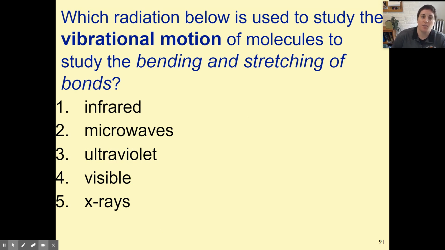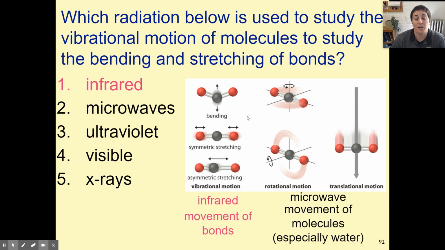Which of the radiations below is used to study the vibrational motion of molecules, to study the bending and stretching of bonds? That would be infrared. This is not something I would have expected you to know, but it's the one that hadn't been talked about yet. So IR spectroscopy measures the vibrational movement of bonds. When you take organic chemistry in college, which comes after this level course, you'll probably perform your own IR spectroscopy experiments where you have to analyze the data and determine what the molecules are depending on what peaks you see for different bonds.